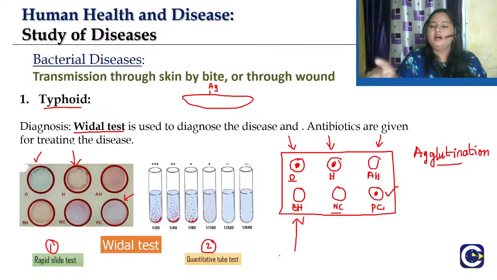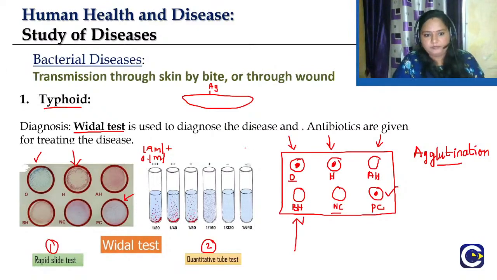You take 6 different tubes, and you take saline water. You take 1.9 ml of saline water in the first tube, and you mix 0.1 ml of the serum protein. Serum protein has been taken from the individual to be tested, or the patient who has been confirmed positive in the rapid slide test. This is the first qualitative test.